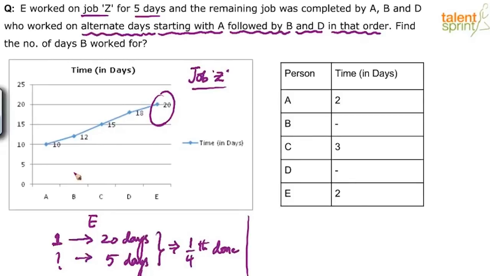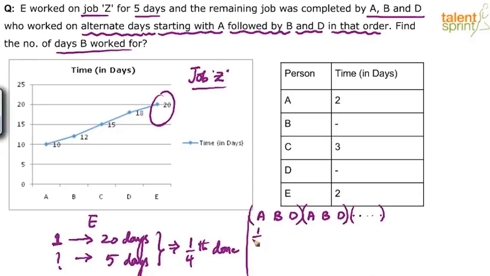E can do it in 20 days. He has worked for 5 days. So 1/4 is done, and 3/4 is remaining. Now that 3/4 will be done by whom? By A, B, D, who will work in that order, A followed by B followed by D. The question is the number of days for which B worked. Understand, it's the same as the previous one: A, B, D, again A, B, D and so on. So the set will be for 3 days. Every set of 3 days, the same amount of work gets completed.